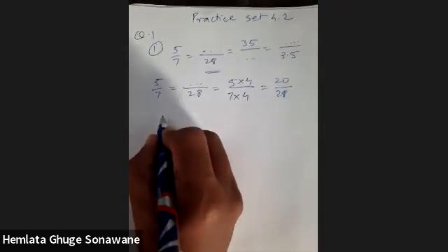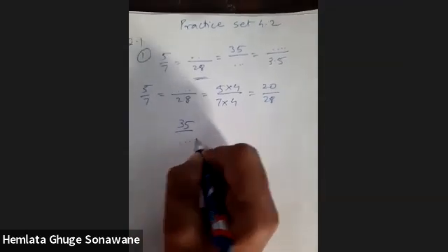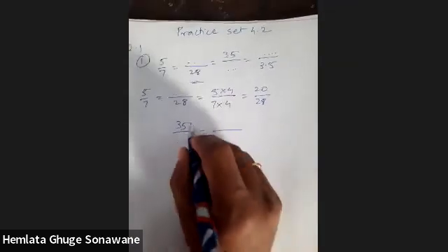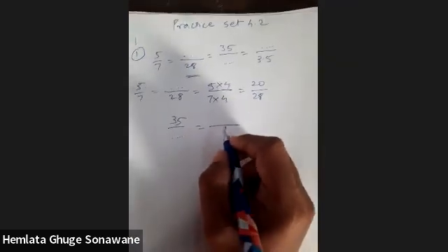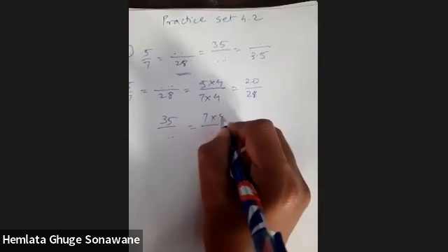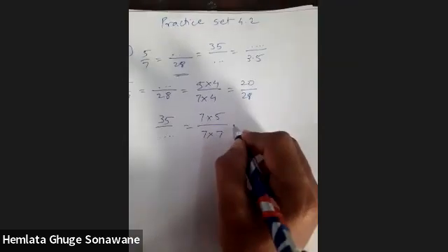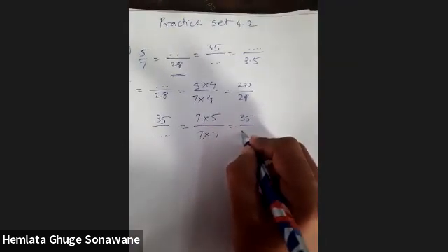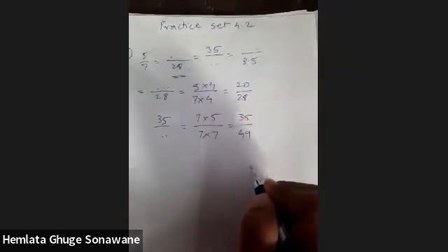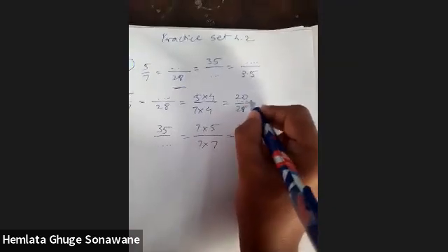Okay, in the same way we have to do the next, 35 upon dash. We have to find factors with 5. So it becomes 7 fives are 35. So here also we'll multiply 7 with 7. So it becomes 7 fives are 35 and 7 sevens are 49. So our fill in the blank is 49.